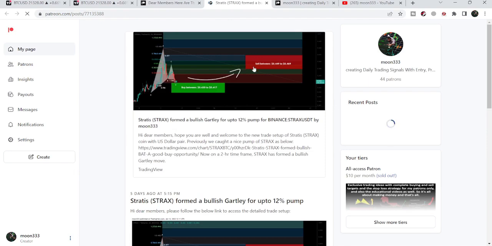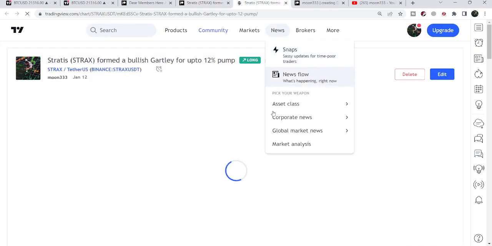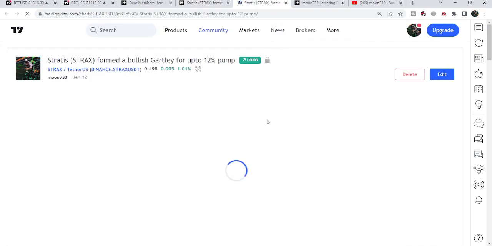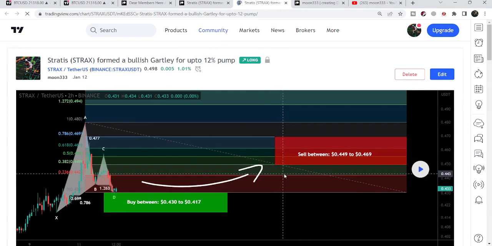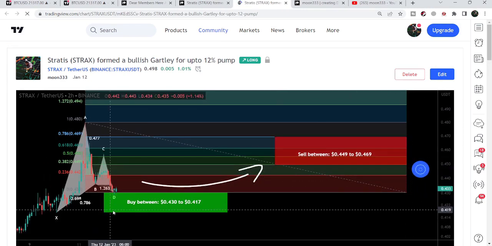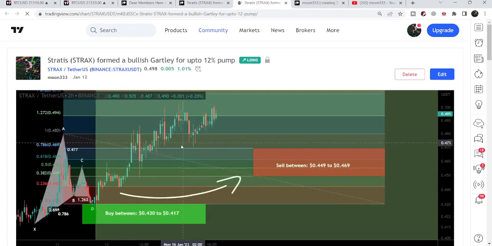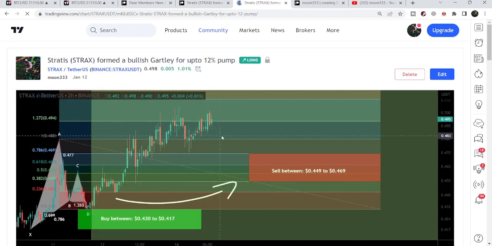For example, this is the trade setup for Strax that I shared a few days back, 5 days ago with my members. That was a harmonic bullish reversal Gartley move that Strax formed with the US dollar pair on the 2-hour time frame chart, and you just need to click this play button and it will show you how the price then moved up from the buying zone and rallied to the sell target zone. This was, by the way, a quite big pump even beyond the sell targets.